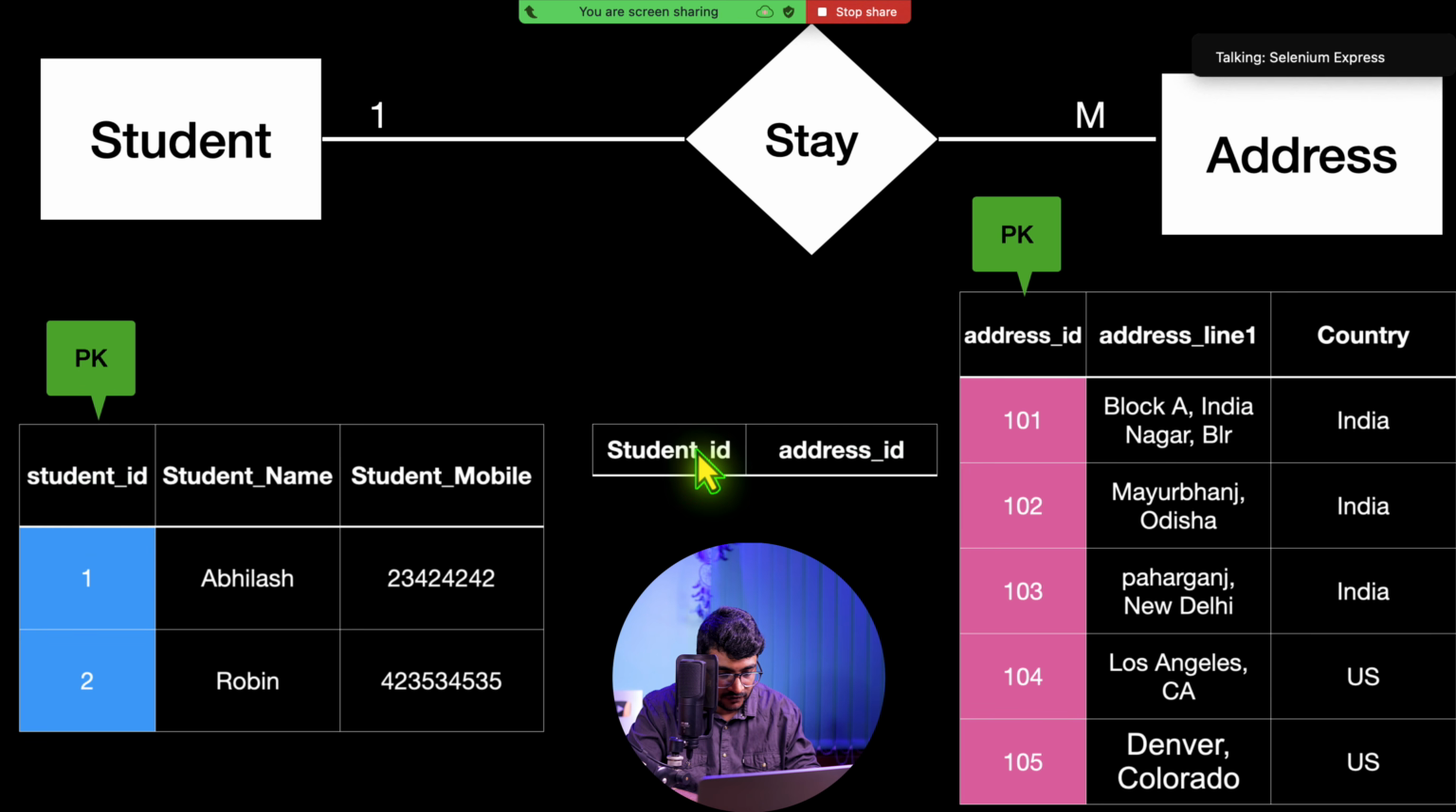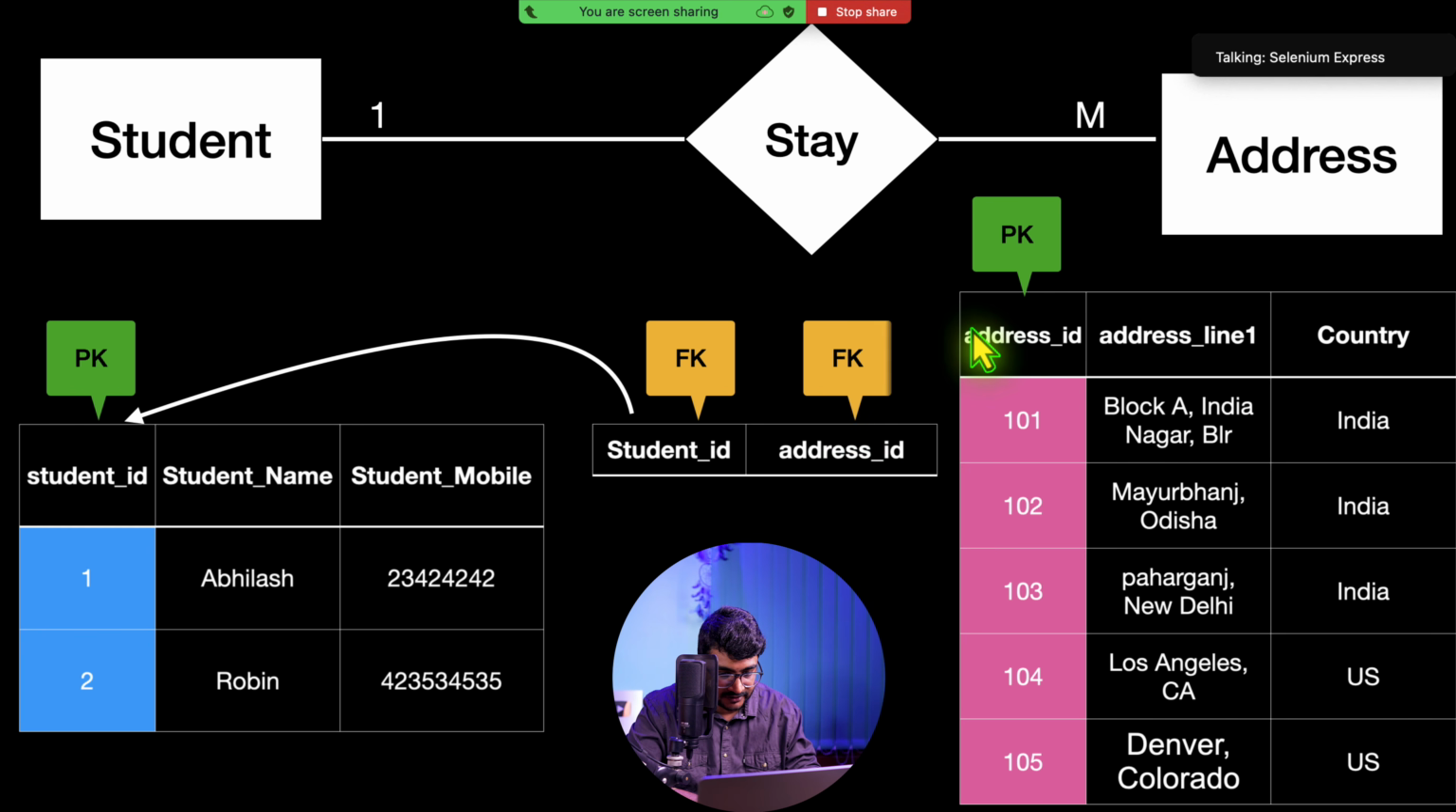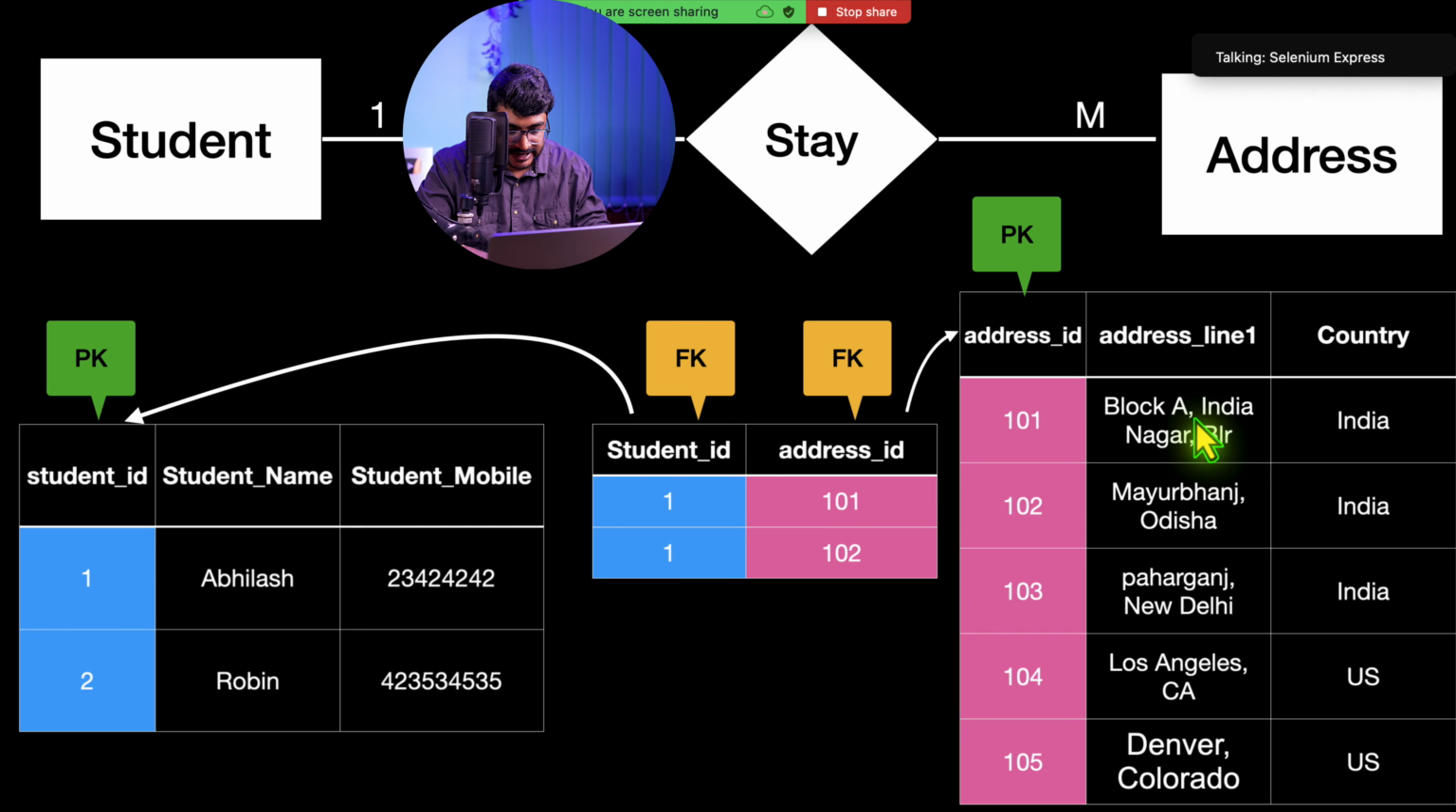Okay, imagine this is the foreign key which refers to this table. This is the foreign key which refers to this table. And this is the foreign key which refers to this table. Now I have set up a relationship. Now I can have data like this, 1, 101. So Abhilash stays in Indiranagar, Bangalore. Abhilash stays in Mayurbhanj, Orissa. Abhilash stays in 103, which is Paharganj, New Delhi, right?